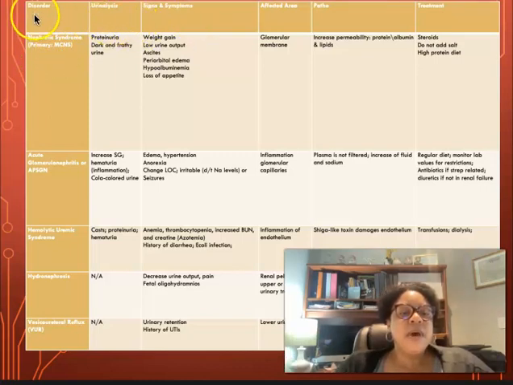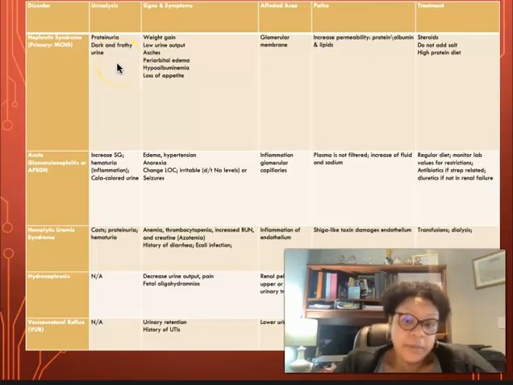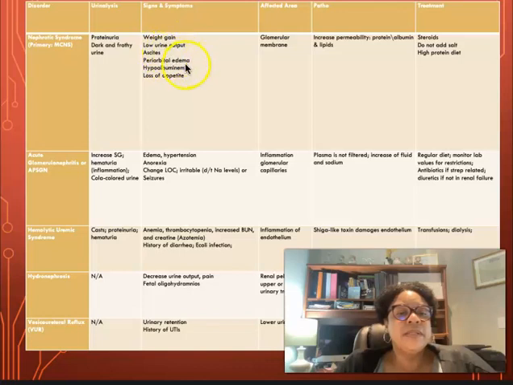So I have the disorder here, I have the urinalysis, the signs and symptoms, what area is affected in the kidney, what is the patho associated, and what are some of the things you need to think about. So nephrotic syndrome, for example, proteinuria, they have that dark frothy urine, which I just talked about. You know why. I said dark here, but cola. Then we have weight gain, low urine output, ascites, periorbital edema, and loss of appetite.